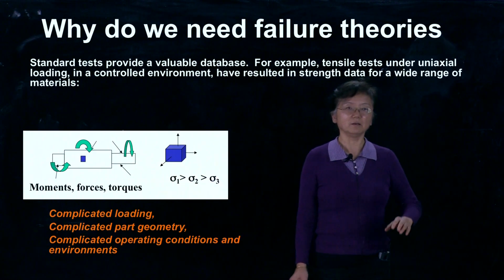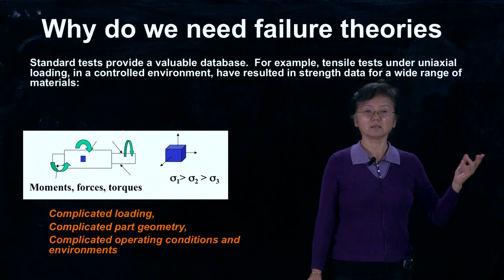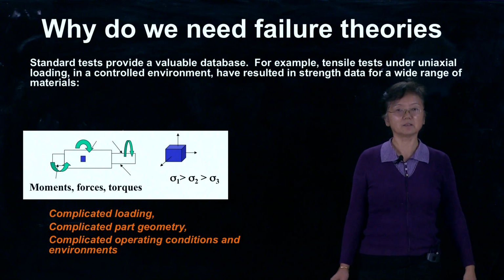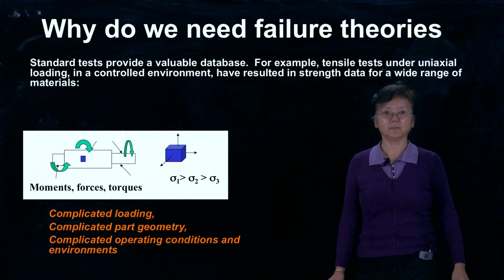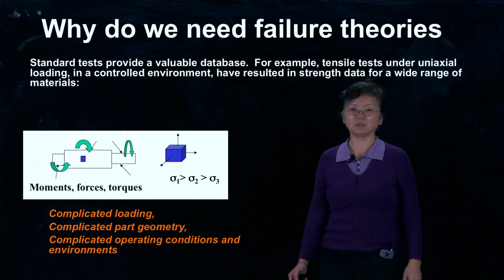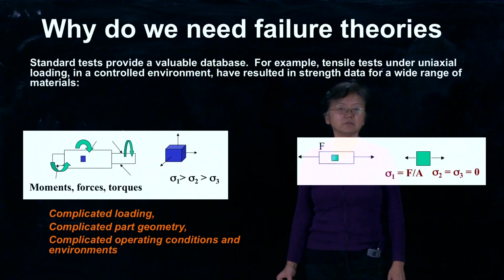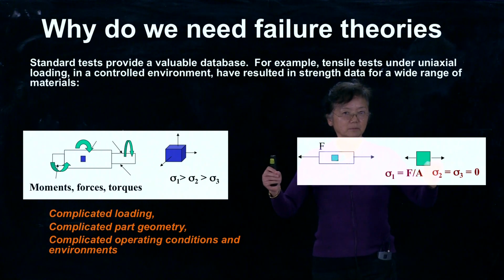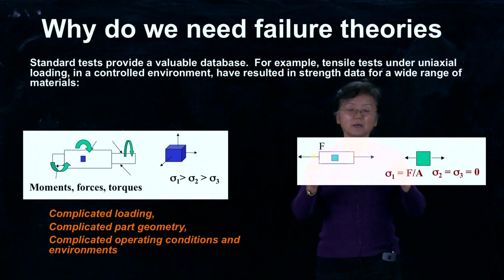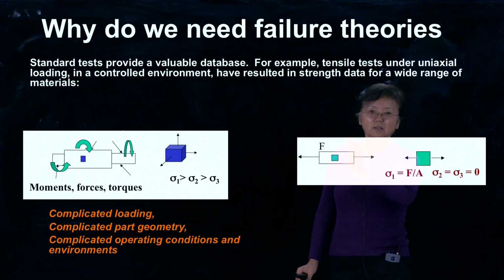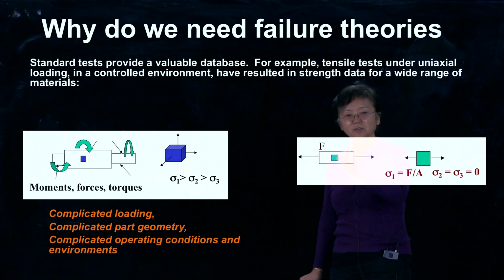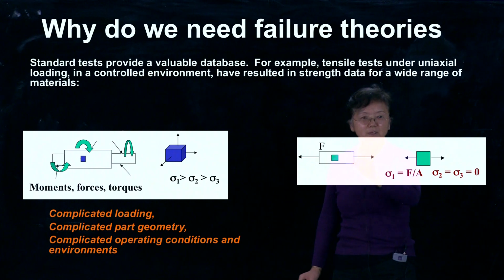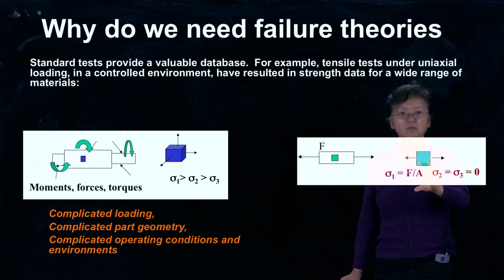But in the material science world, people have done a lot of standard tests. For example, the tensile test is a very good example of a standard test. Basically, we have a bar, and we pull the bar or compress the bar, so that the stress of each material element we can figure out. Then we can draw the stress state.